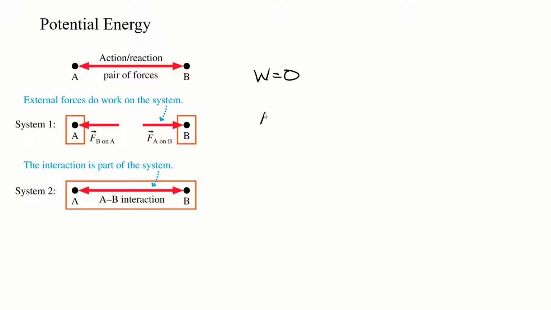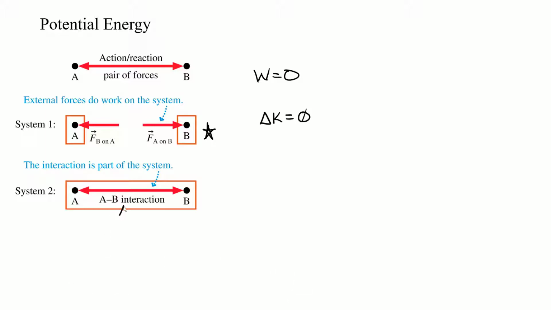So if I were to try and think of what's the change in kinetic energy of this system, I would get zero, which is very different than had I analyzed it this way. So the question has to come up, well, what are we doing wrong here? What's the discrepancy between the two? And it turns out the answer is potential energy.